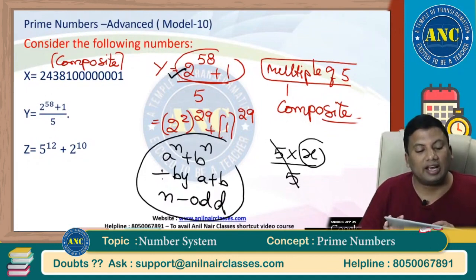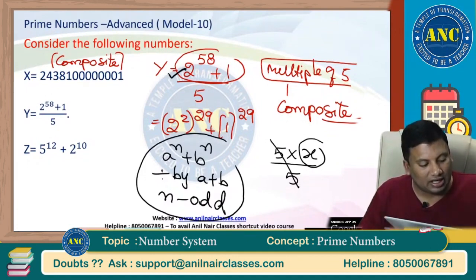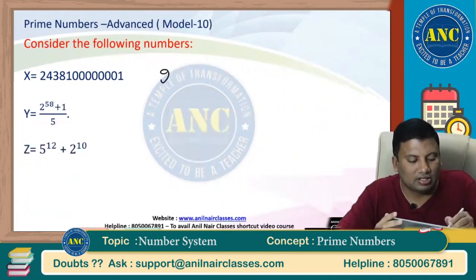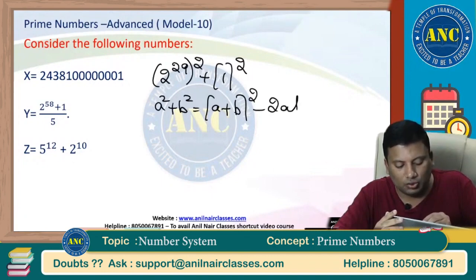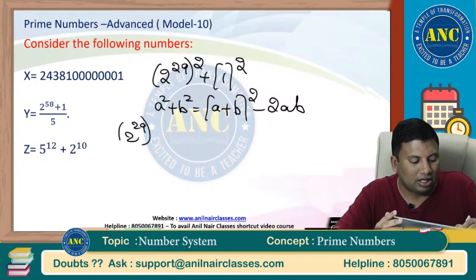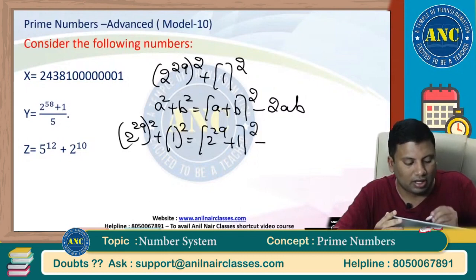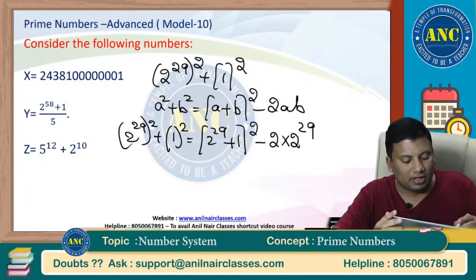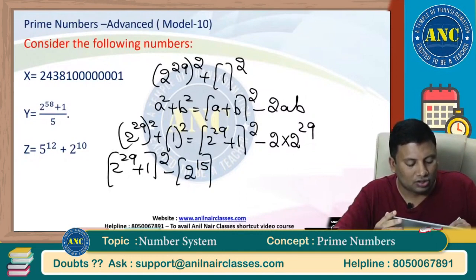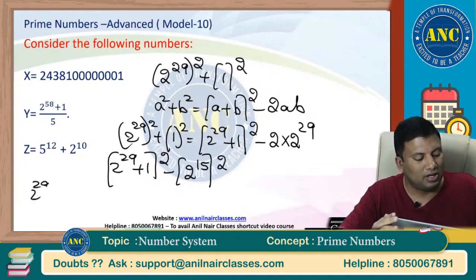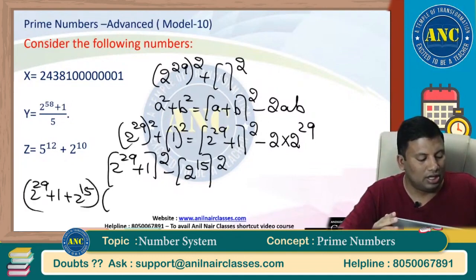Now we have to check whether Y could be a prime number. If that is the question popping up in your mind, then this is nothing but (2 power 29) whole square plus 1 whole square. This is a square plus b square, which is (a plus b) whole square minus 2ab. So this is (2 power 29 plus 1) whole square minus 2 into 2 power 29, which is (2 power 29 plus 1) whole square minus 2 power 30. So it is (2 power 15) square. A square minus b square is (a plus b) into (a minus b).